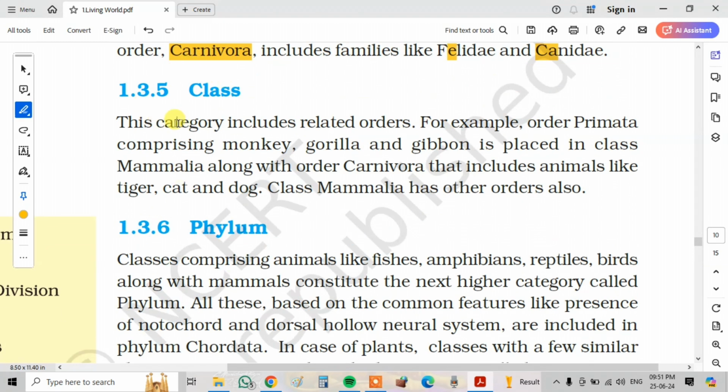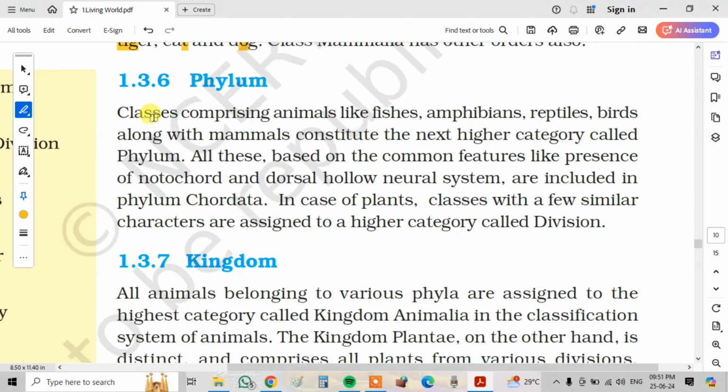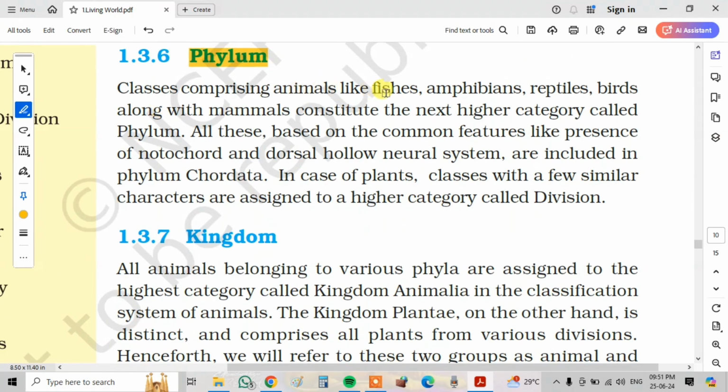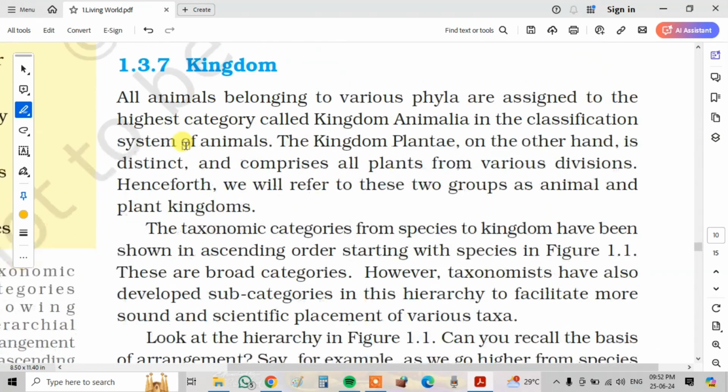Next, class. This category includes related orders. For example, order Primata, comprising monkey, gorilla and gibbon, is placed in the class Mammalia along with the order Carnivora, that includes animals like tiger, cat and dog. Class Mammalia has other orders also. Phylum. Classes comprising animals like fishes, amphibians, reptiles and birds, along with mammals, constitute the next higher category called phylum. All these, based on common features like presence of notochord and dorsal hollow neural system, are included in the phylum Chordata. In case of plants, classes with a few similar characters are assigned to a higher category called division.